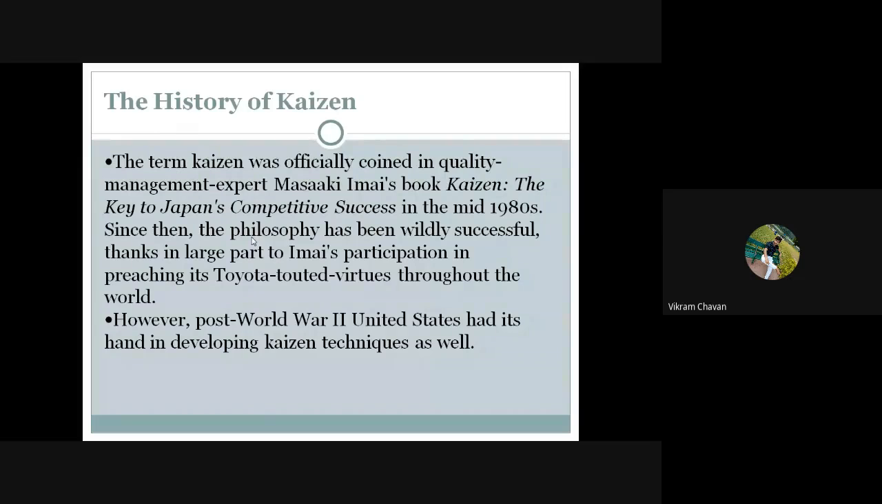the philosophy has been widely successful, thanks in large part to Imai's participation in preaching its Toyota-taught virtues throughout the world.